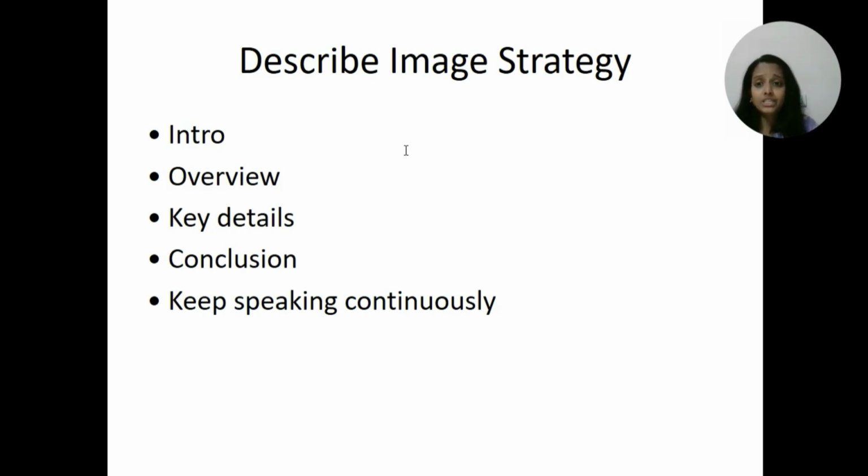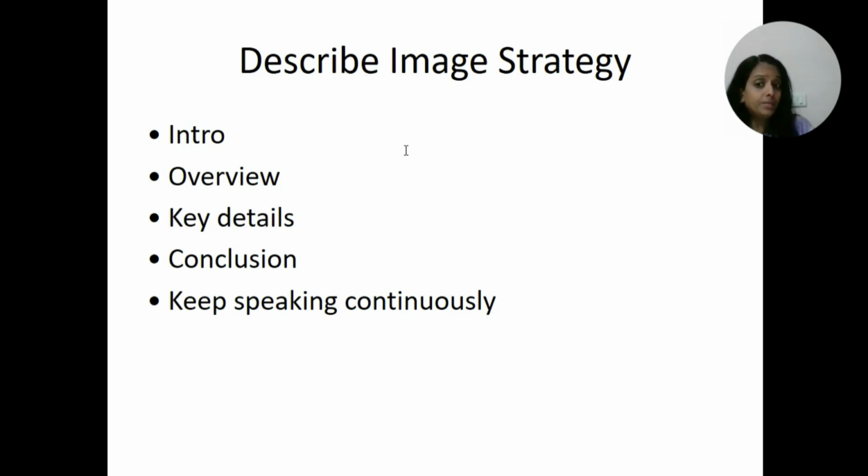Instead, you're expected to organize your information, speak continuously, and present a clear overview. So, structure becomes your biggest strength here. A very simple and powerful structure is: start with the introduction, then give the overview, continue with the key details, and then end with a conclusion.